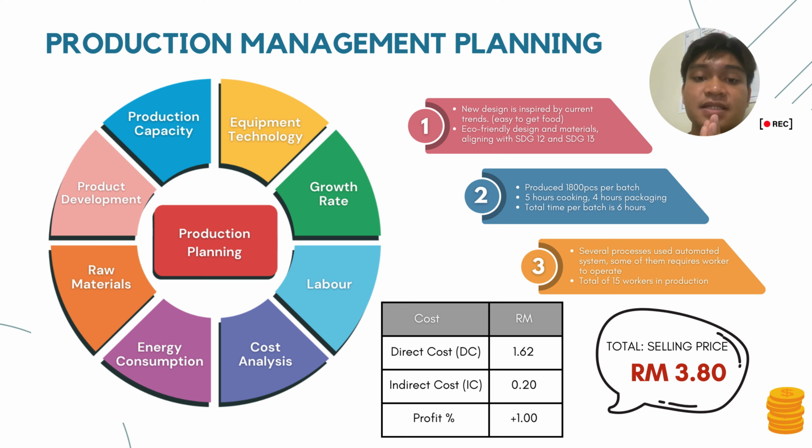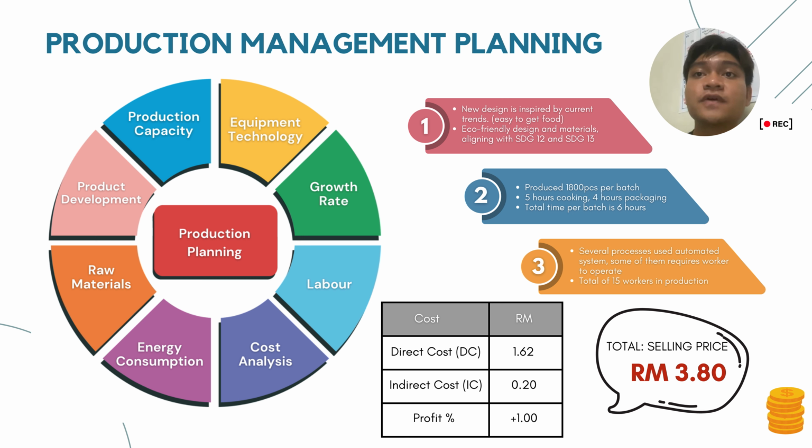For the production capacity, number 2, we want to produce around 1,800 pieces per batch, which takes approximately 6 hours of total production, where the cooking part takes around 5 hours and the packaging is 4 hours. These are done simultaneously, so they don't need to wait for the 5 hours to finish before going to packaging production. They start together on the shift hour. After the product is done, it continues to the next step.